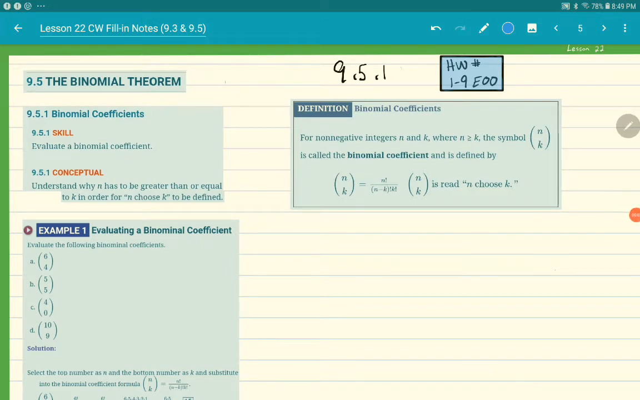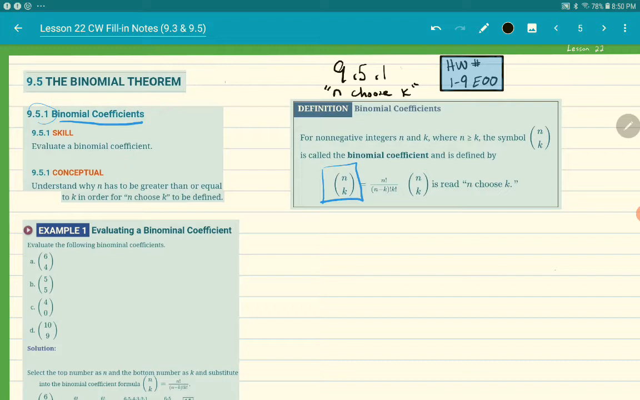9.5.1, it's called binomial coefficients. And we're going to talk a little bit about why they are coefficients of binomials when we get to 9.5.2. In 9.5.1, we're really just looking at how to evaluate this number, which is called n choose k. So rather than calling it binomial coefficients, I'm going to call it n choose k, which are binomial coefficients, but we don't really know what that means just yet.